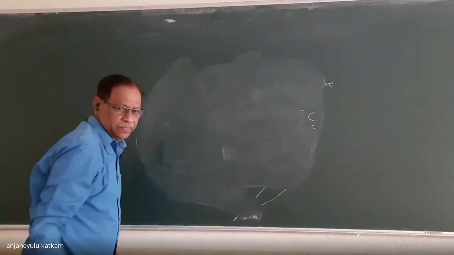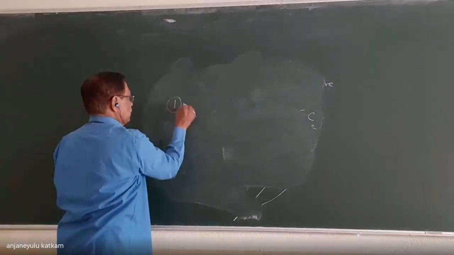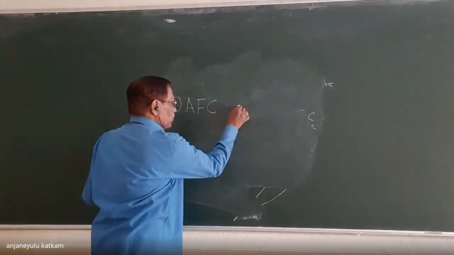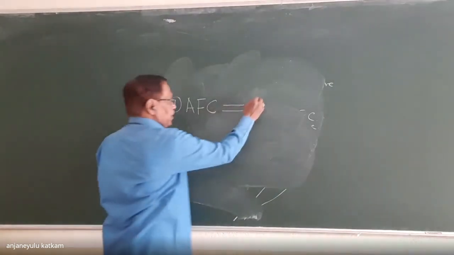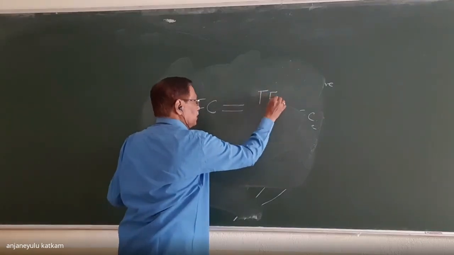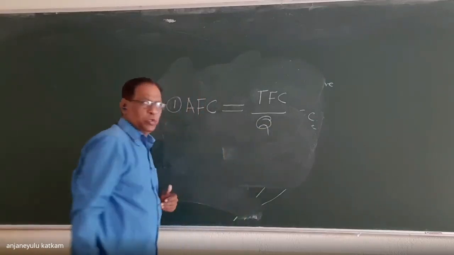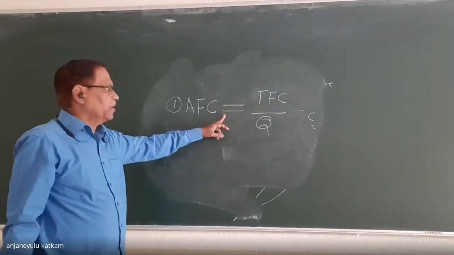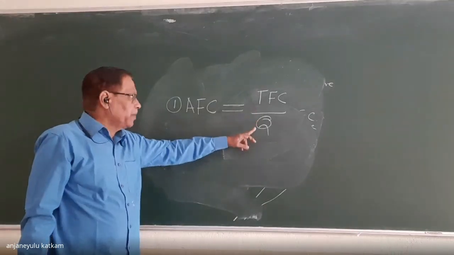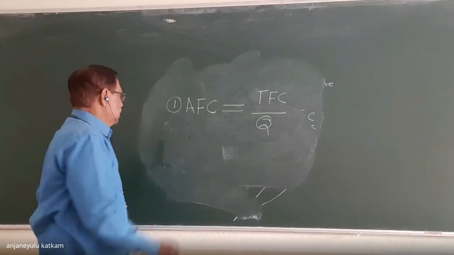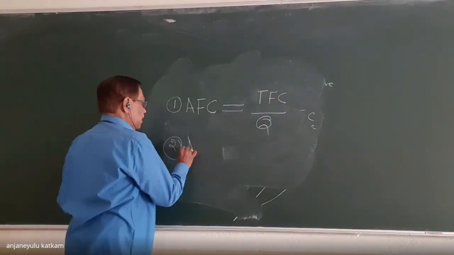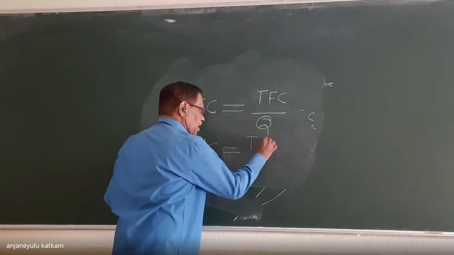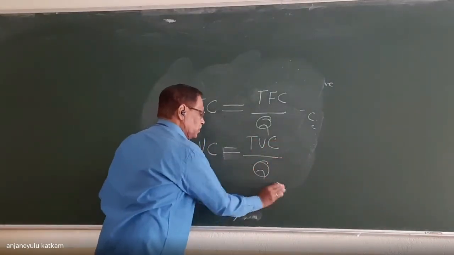Three more costs. One, AFC, average fixed cost, which is equal to total fixed cost divided by the amount of output, that is Q. Average fixed cost can be calculated by dividing the total fixed cost by the amount of output, that is Q. Similarly, average variable cost can be calculated by dividing the total variable cost by the level of output, TVC by Q.